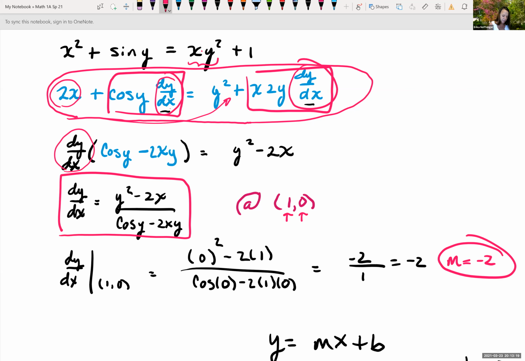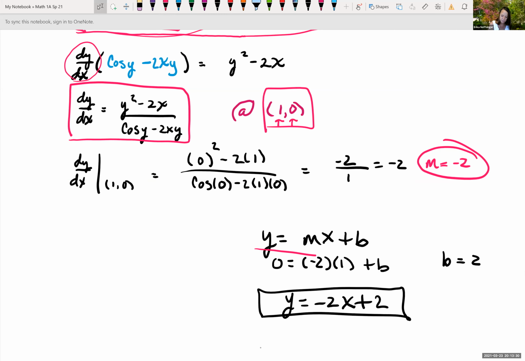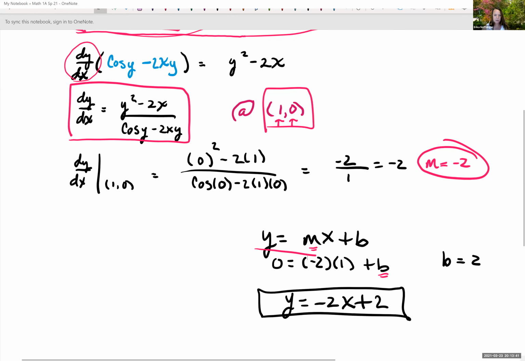Then I plugged my point (1, 0) into y equals mx plus b, along with my slope negative 2, and solved for b, and I got b was positive 2. Once I know what b is and what my slope is, I know the equation of the tangent line at that point. In this case, y equals negative 2x plus 2.